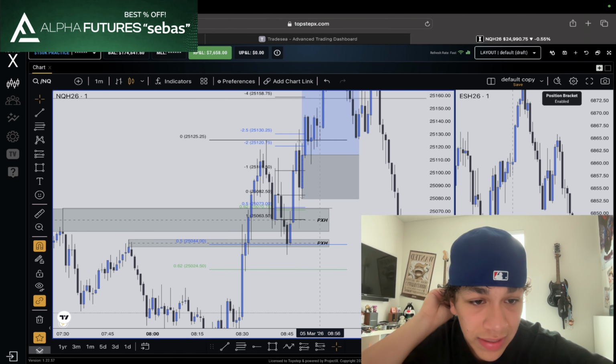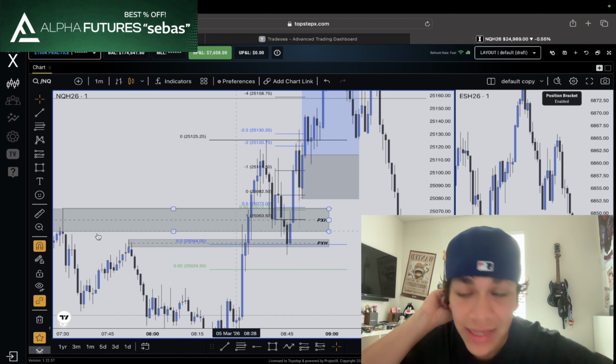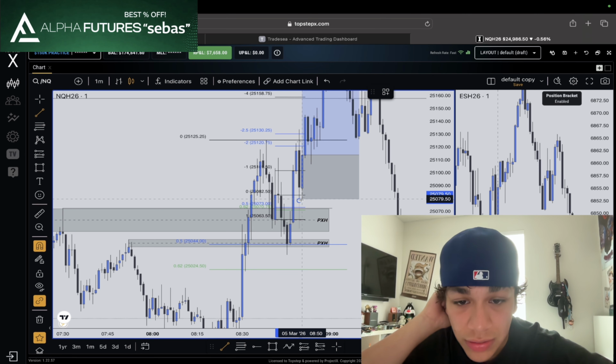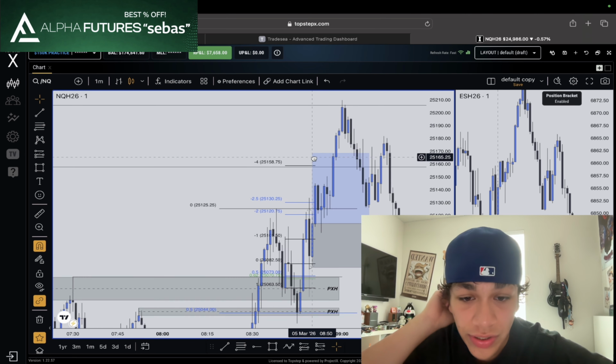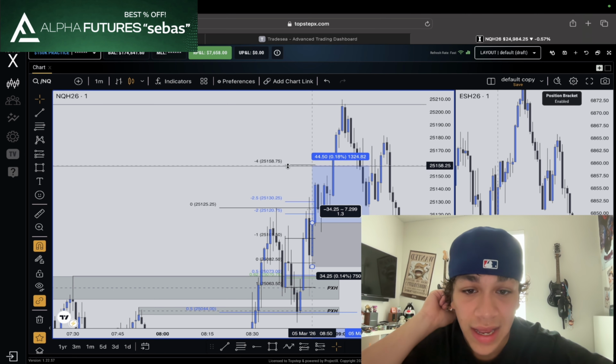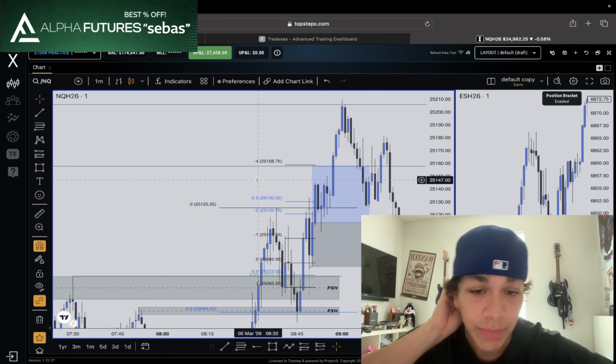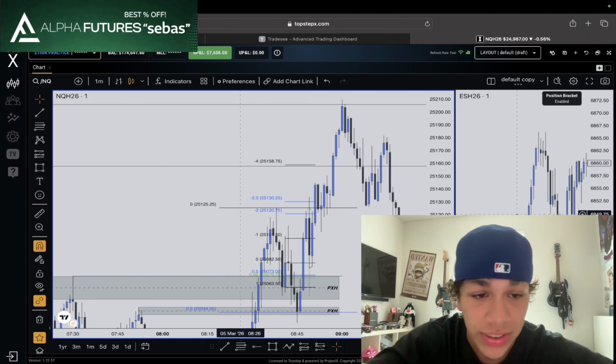Stops right here. Do we have any SMT? Let me check. Yeah, we have a micro SMT between these two. And then you could have just targeted a 1-to-1 here, or the next high, which would have been right here. It banged out perfectly. So no matter what, today there were good setups.